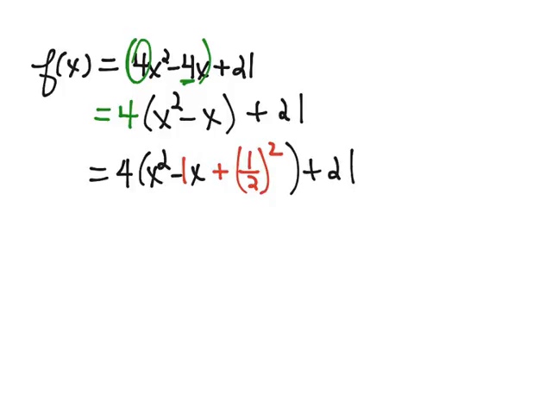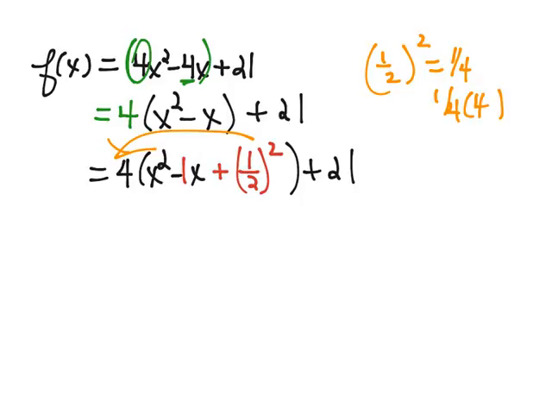Now when I add in that 1/2, we go over here to the side and figure this out. 1/2 squared is equal to 1/4, but that 1/4 is multiplied times 4. So 1/4 times 4 is equal to 1. So the amount of value that we really added to our equation was 1. Therefore, we need to subtract that 1 at the end so that our equation will stay balanced.